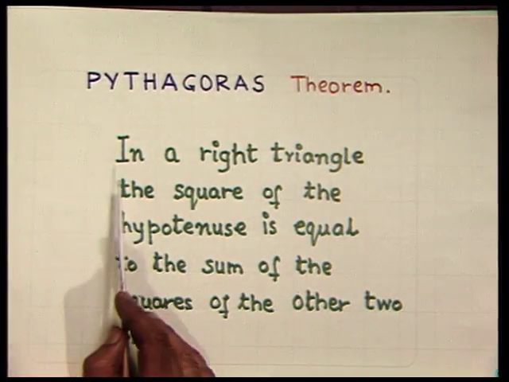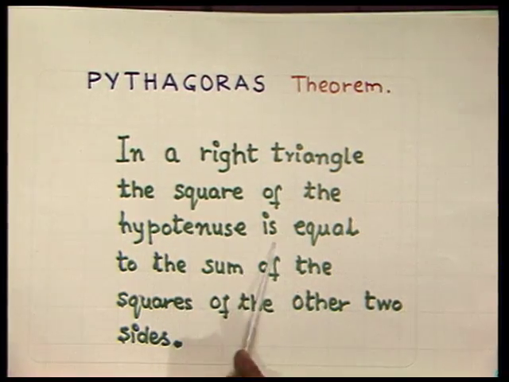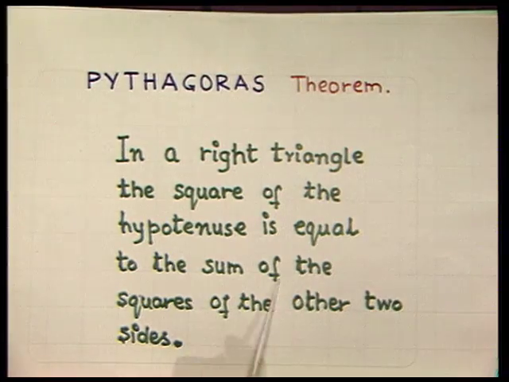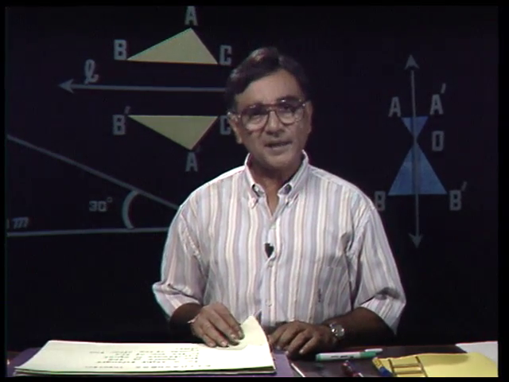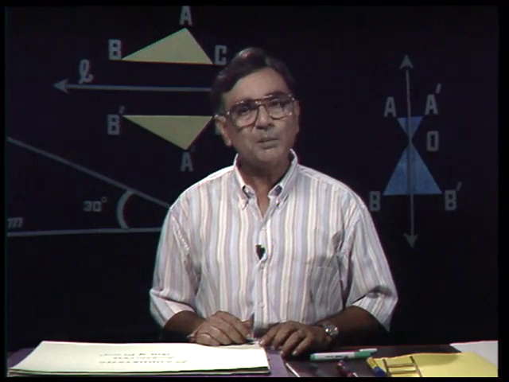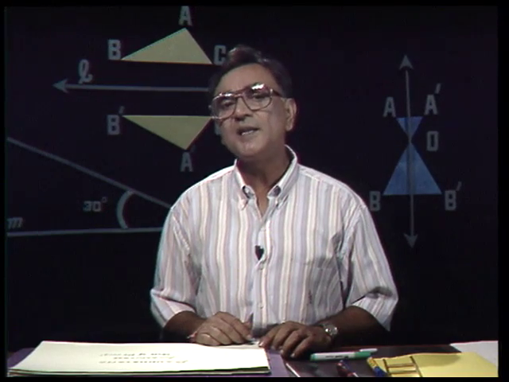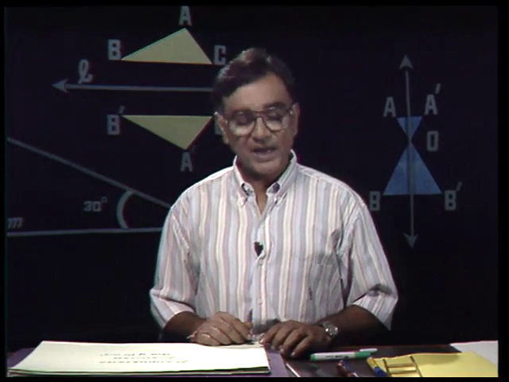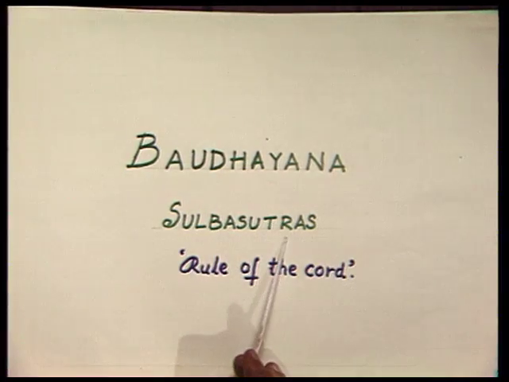Now, according to Pythagoras theorem, in a right triangle, the square of the hypotenuse is equal to the sum of the squares of the other two sides. Though the concept that the square on the hypotenuse is equal to the sum of the squares on the other sides was given by Pythagoras, it was very well known to Indians about 200 years before Pythagoras. And we can find mention of these in Bodhayan's Sulbha Sutra.